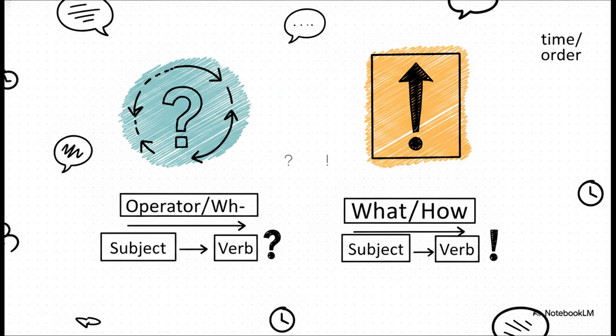Exclamatives, on the other hand, rely on WH fronting, without messing with the subject-verb sequence. They stick what or how at the very beginning, but keep that standard declarative-style subject-verb order totally intact. Recognizing these strict formal markers is basically ground zero for high-level syntax analysis.